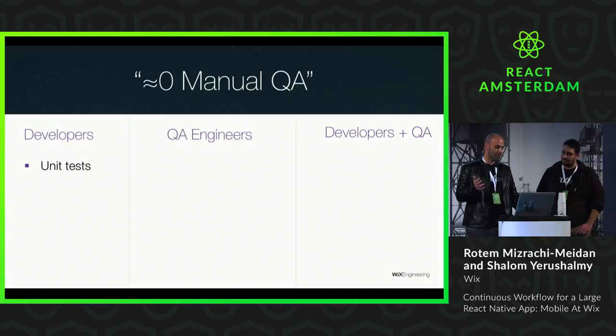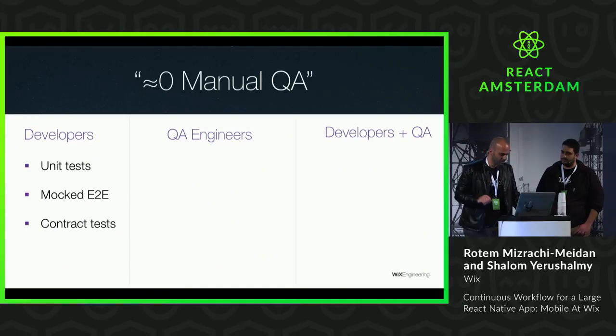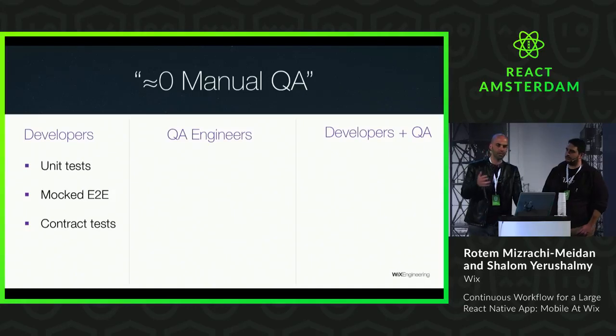Developers write their unit tests, mock E2E, and contract tests as part of the product development. This is incorporated in CI. Every build and every commit runs all these test suites, and this should not take more than 5 to 20 minutes. This will generate a short feedback loop for the developer.